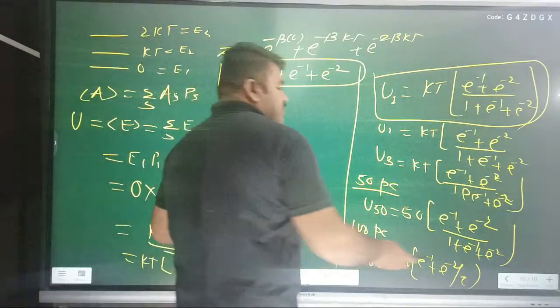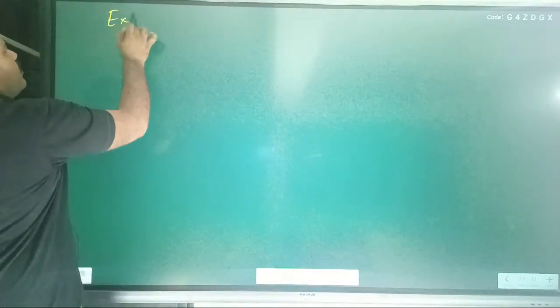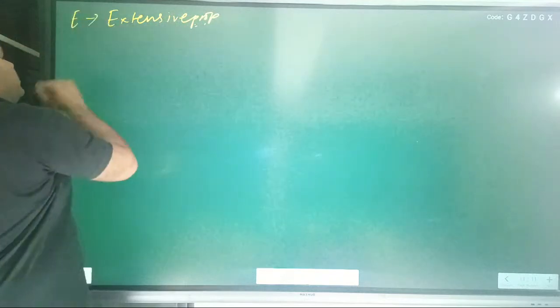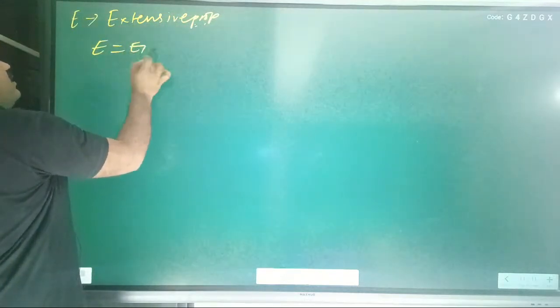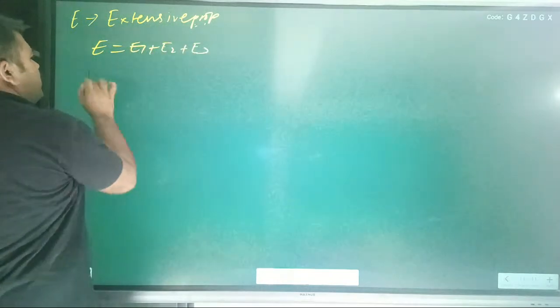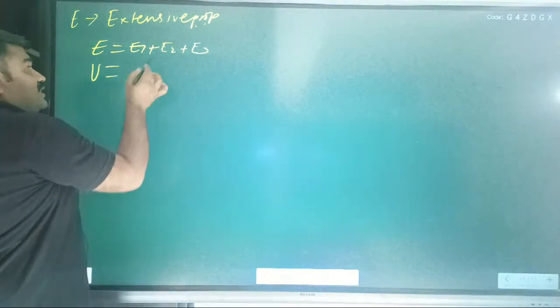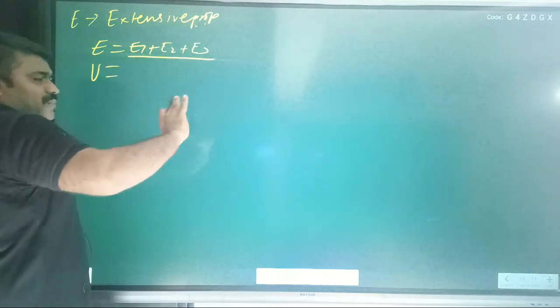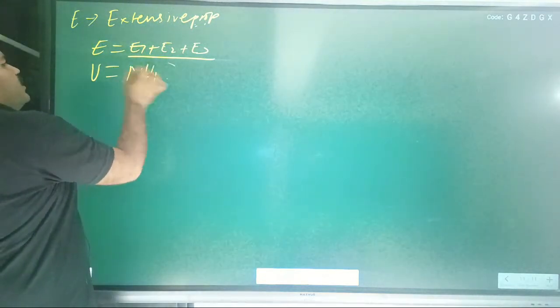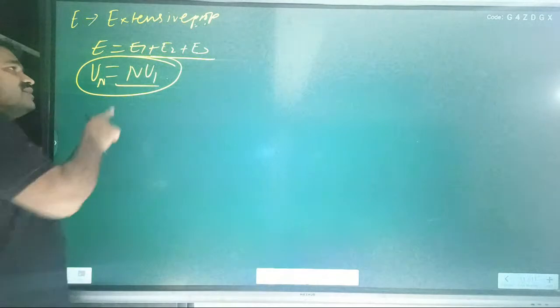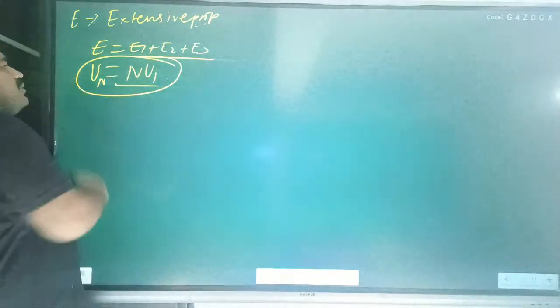Is this an extensive property or an intensive property? Energy is an extensive property. Extensive means energy is additive. Means it is like E1 plus E2 plus E3. Similarly, U for 100 particles, 200 particles, 10 particles is additive. Additive means all particles give the same nature. Means this is N into U1. Means for n particles, what is the average energy? N into U1. We can find the average energy for one particle and just multiply by n. We are getting the average energy of n particles.